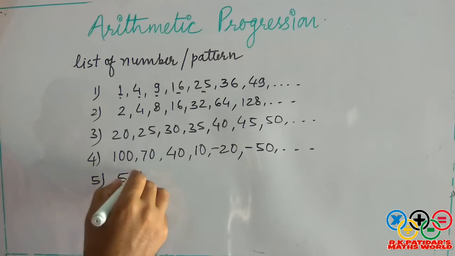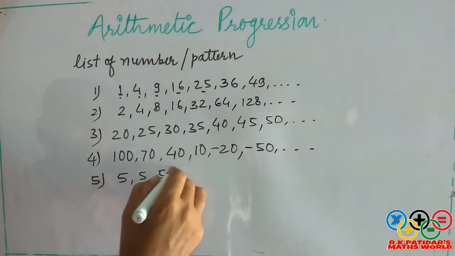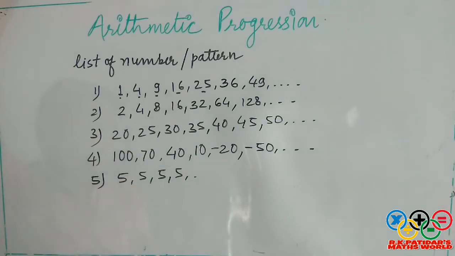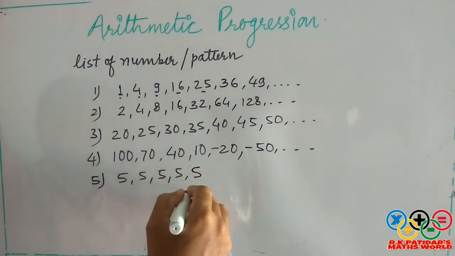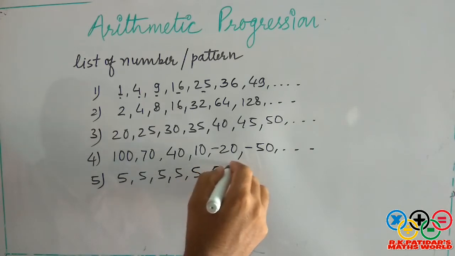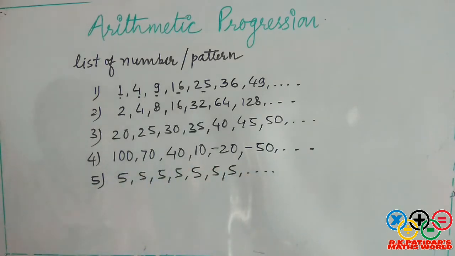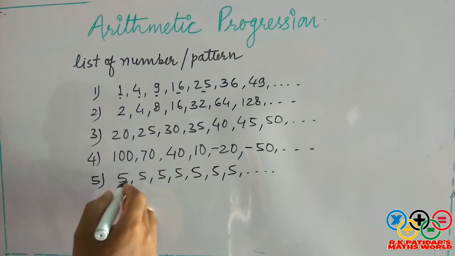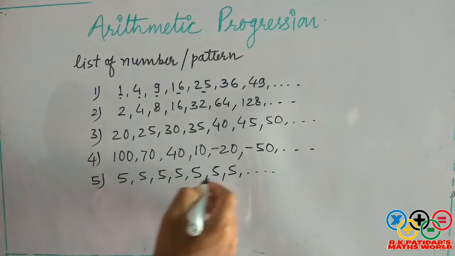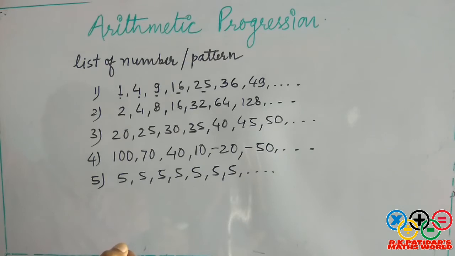Fifth one: here we observe that each term of this series remains constant. So the next term will obviously be 5, then 5, then 5, and so on. This means the difference between each term remains what?